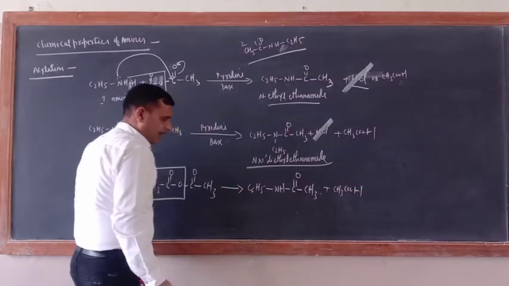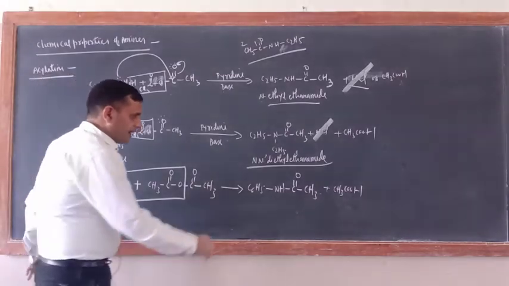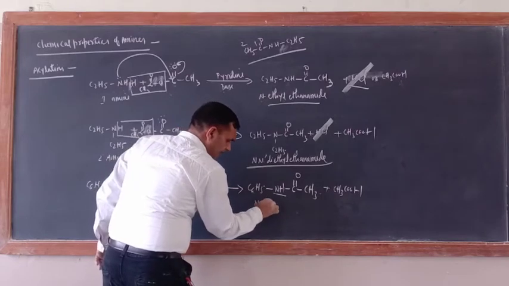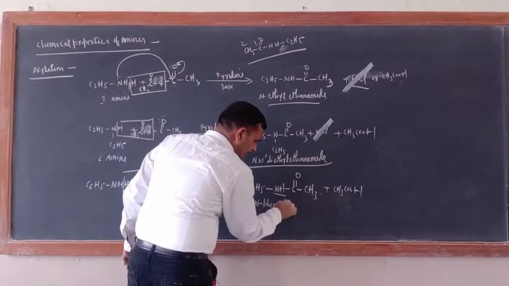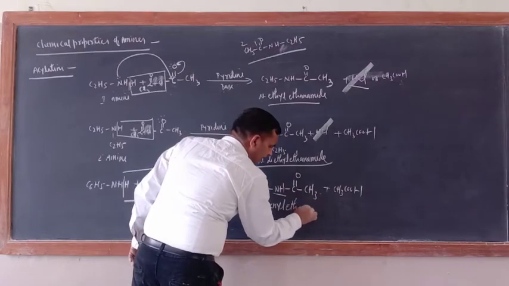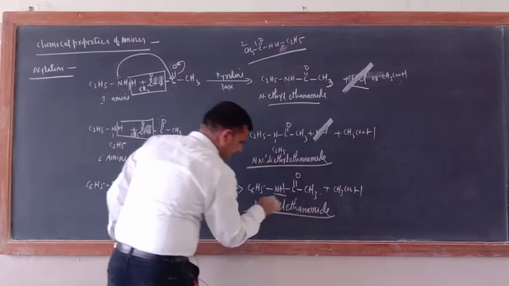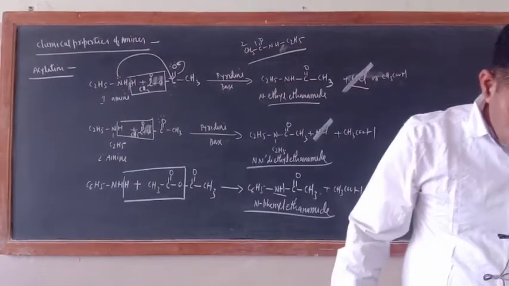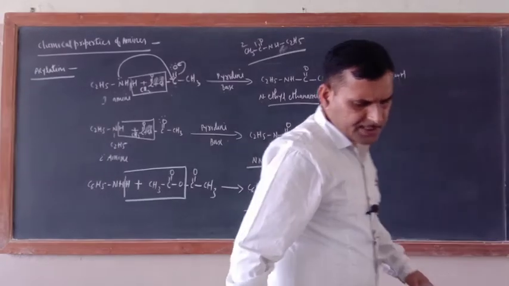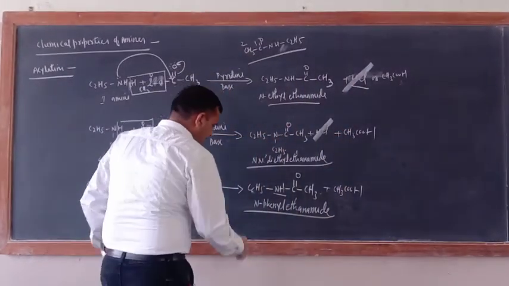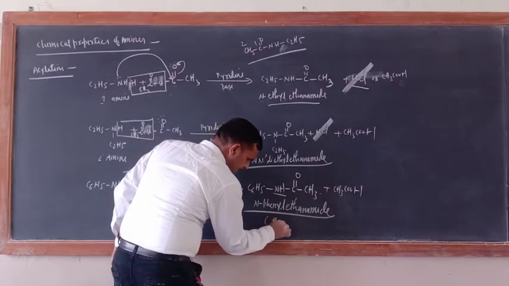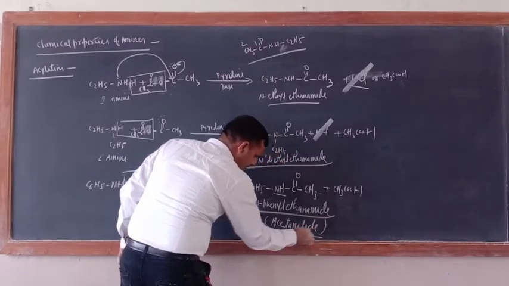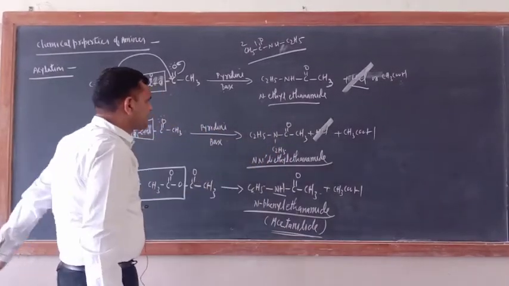Now what is the name of this one? Be very careful. With NH, which group is bonded? Phenyl group. So this is N-phenyl ethanamide. Yes, finished. Only three reactions they have given in the NCERT book. N-phenyl ethanamide is also known as acetanilide. Acetanilide is the common name, and this is the IUPAC name.